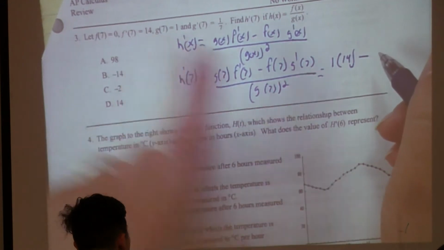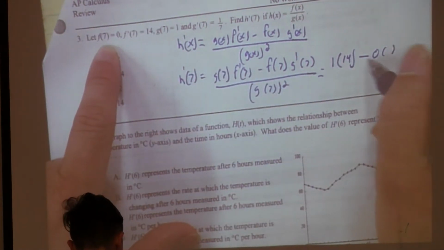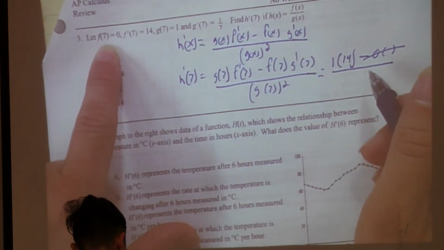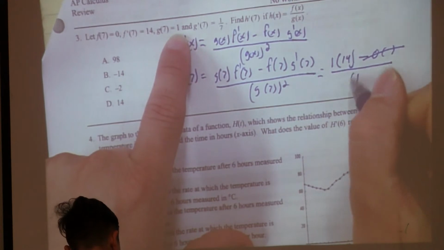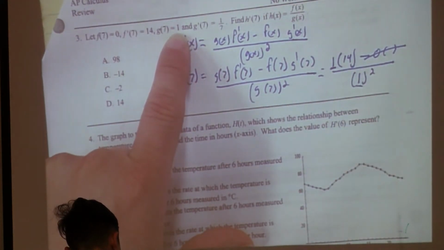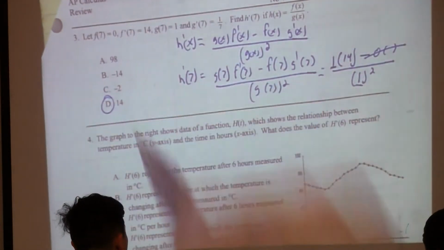Minus f of 7. 0. Do I even need to find the second one? No, so it's going to be 0. Stop wasting time. Divided by g of 7, 1, 1 squared. This guy's always going to be the same as this first guy, right? Okay, so we end up getting 14 times 1, which is 14, divided by 1 squared, which is 1, so 14 over 1 is? 14.